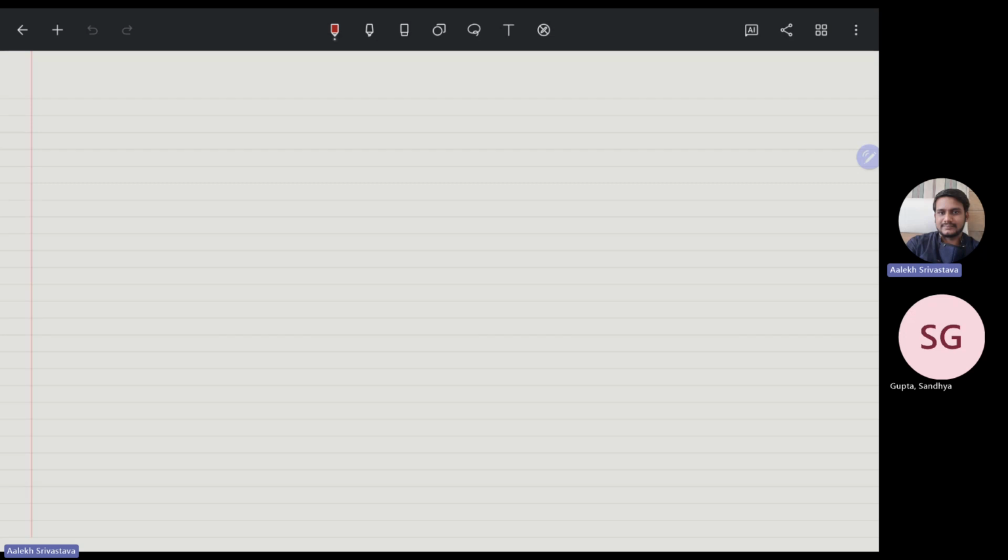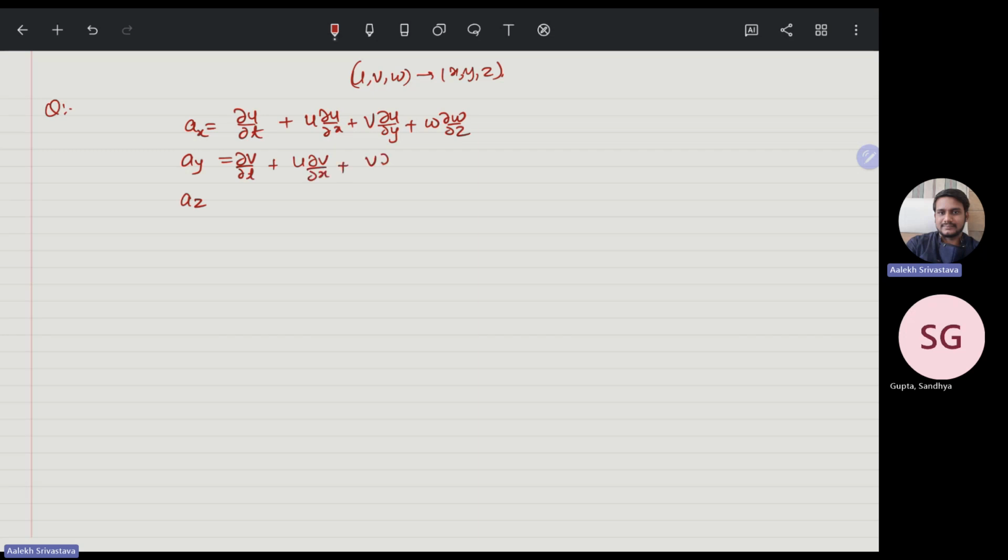So if you remember in the acceleration term, we need to write how the acceleration components ax, ay, and az are expressed. Suppose the velocity is u, v, w in the x, y, z directions. It is written as del u by del t plus u del u by del x plus v del u by del y plus w del u by del z. Similarly, for y it is del v by del t plus u del v by del x plus v del v by del y plus w del v by del z.